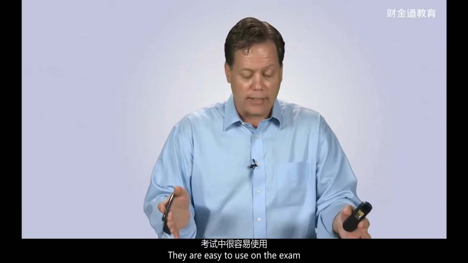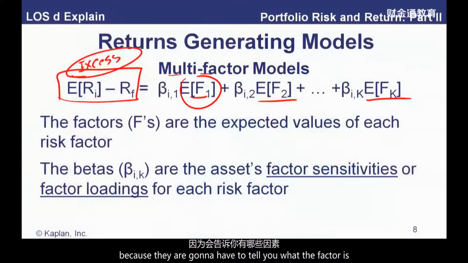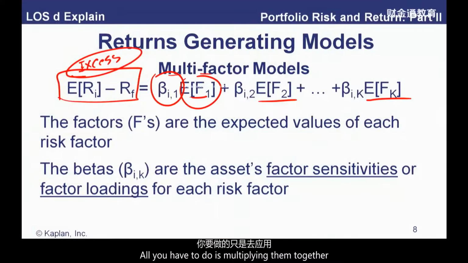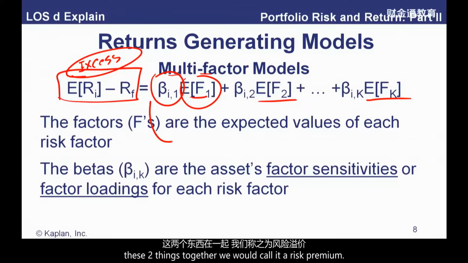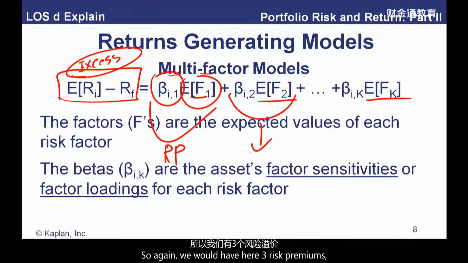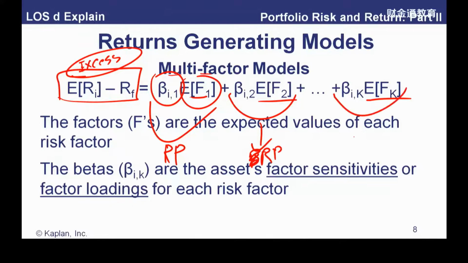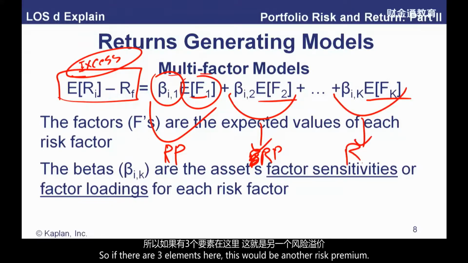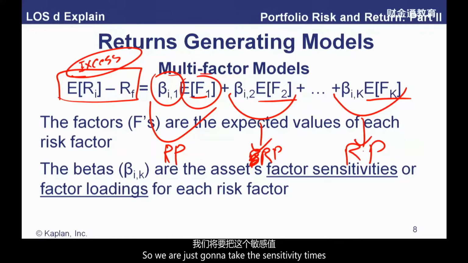They're easy to use on the exam because they're going to have to tell you what the factor is and what the sensitivity is. All you have to do is multiply them together. These two things together we would call a risk premium, right? So again, we would have here 3 risk premiums, not B, risk premiums. If there were 3 elements here, this would be another risk premium. So we're just going to take the sensitivity times the factor to give us the risk premium, add them all together, and that would give us, in this model, the excess returns.